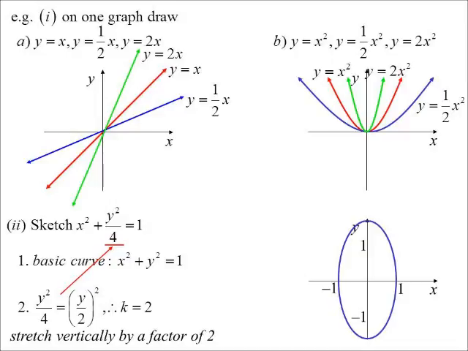So the k is grouped with the y, and when it was grouped with the y, remember we said it was y over k. So that k is 2, which is bigger than 1, so it should become steeper. So if it's a vertical push or stretch, and I'm going to become steeper, which one? Stretch. By a factor of 2. So that 1 moves up to 2, and we end up with an ellipse.